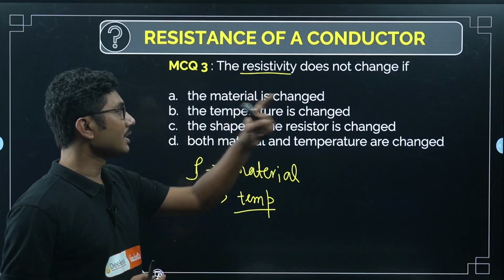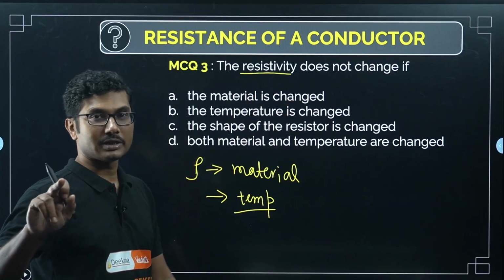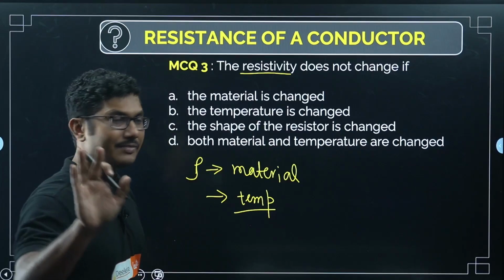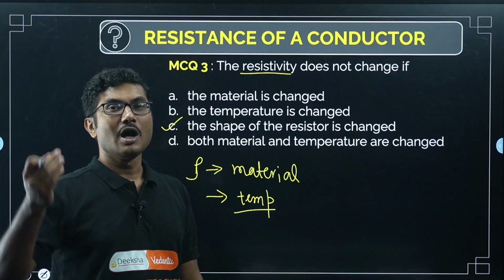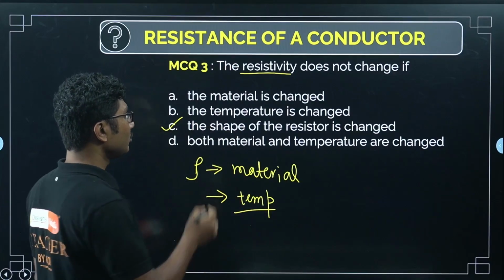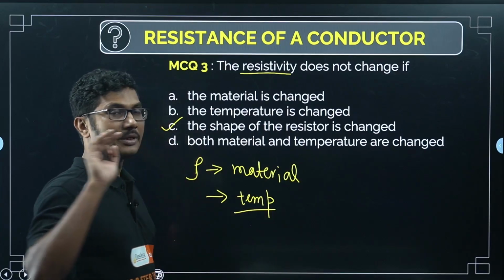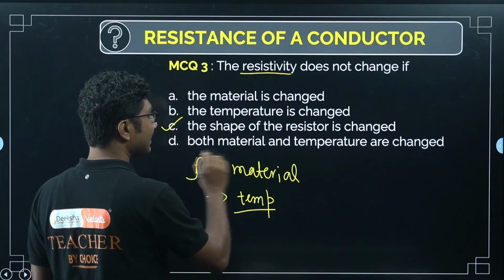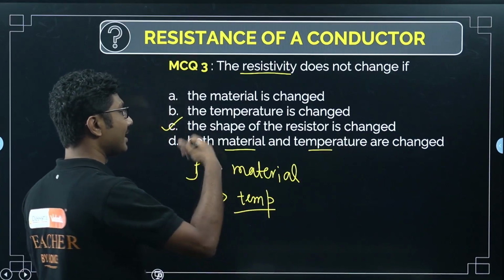If the shape of the resistor is changed, resistivity does not depend on the shape of the resistor. Resistance depends on the shape, but resistivity does not. Resistivity is constant. So here you have to answer the wrong option, that is, which one is incorrect. If the shape of the resistor is changed, resistivity will not change, it will remain constant. So this is the correct answer. In this case they have given material and temperature both, so you can guess that the correct answer should be this.